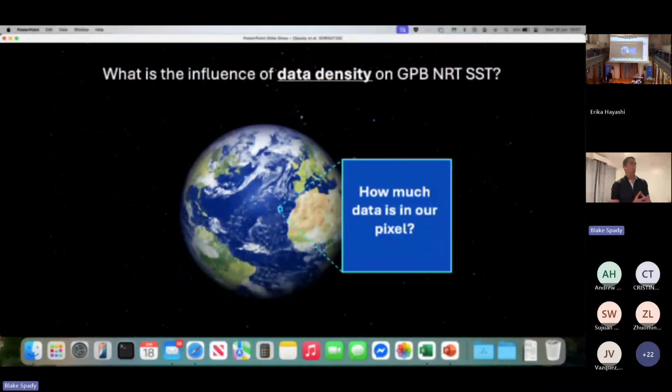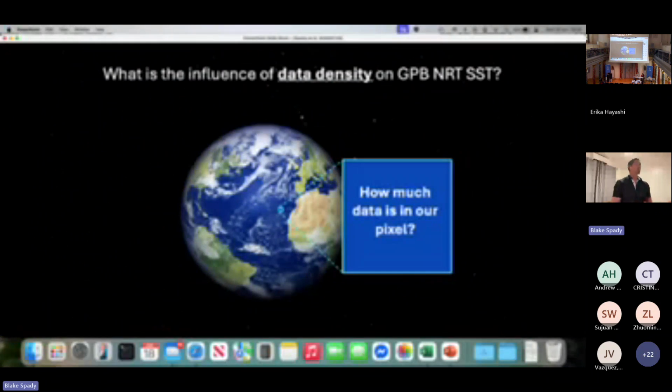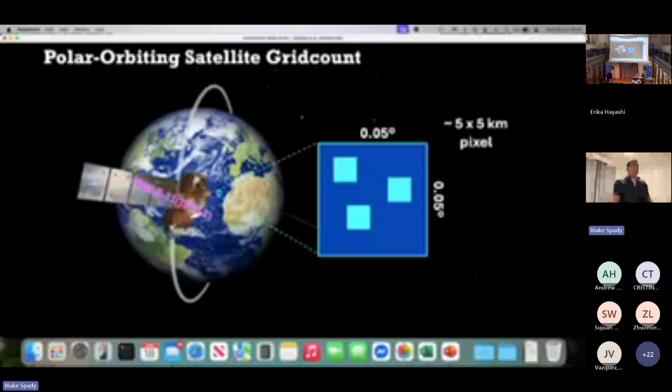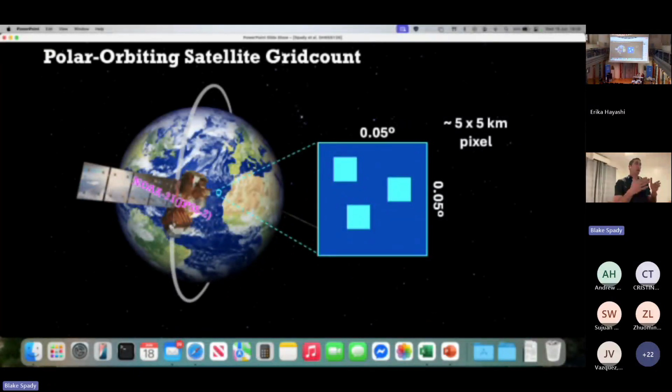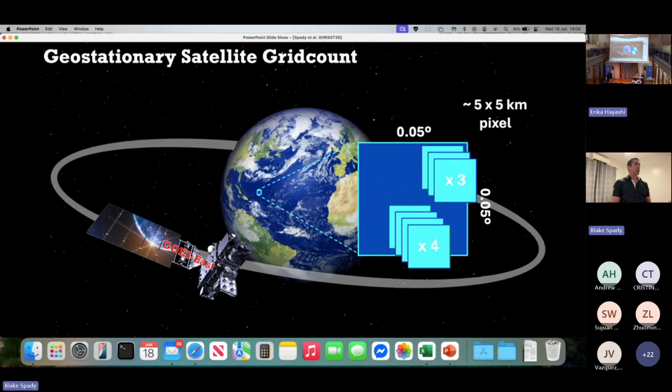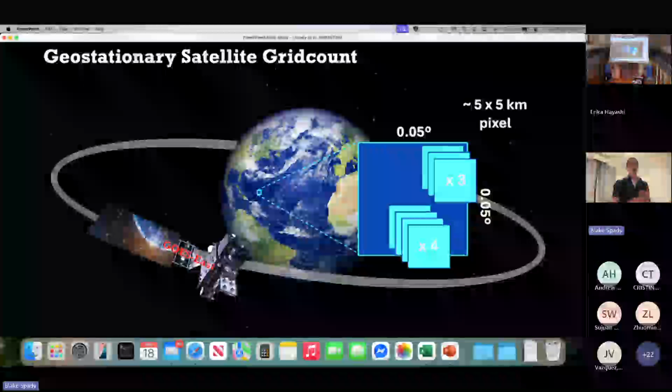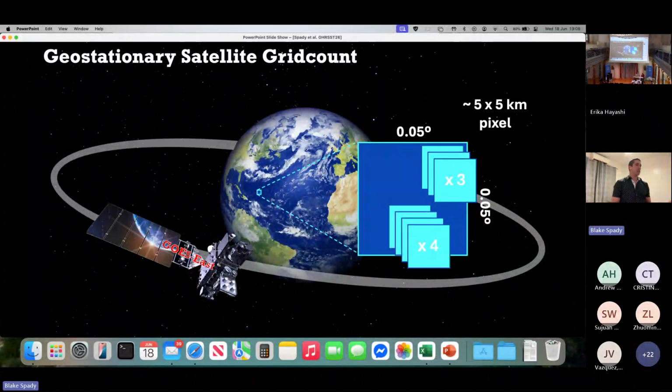So if we're just focusing on the grid counts first there, we want to just see what the influence of data density is on the geopolar blended near real-time product. So we obviously have a blended product here with polar orbiting satellites, and we have a record of how much data is feeding into our 5-kilometer pixel for each day in pixel there. And we can do the same thing with our geostationary satellite, see how much data is feeding into the pixel. And then we can start to understand what this data density, because this is quantified, is doing to the reliability of our values.